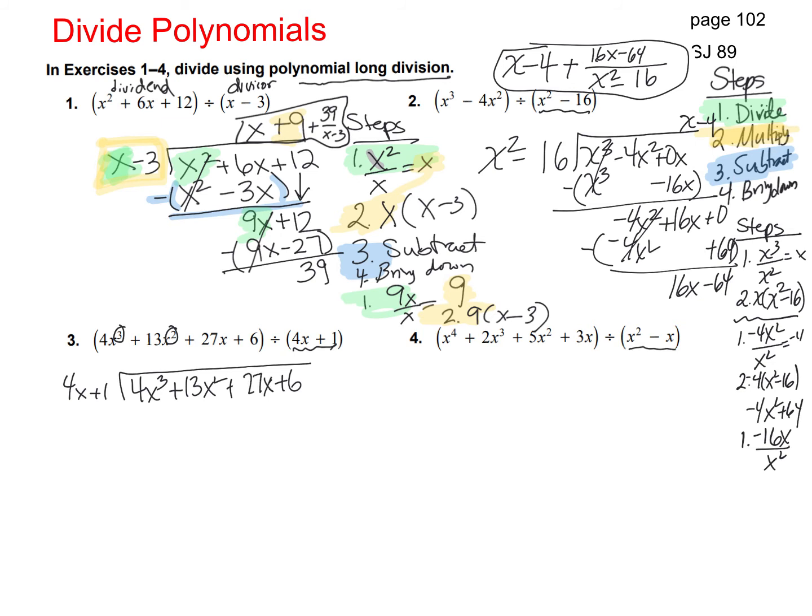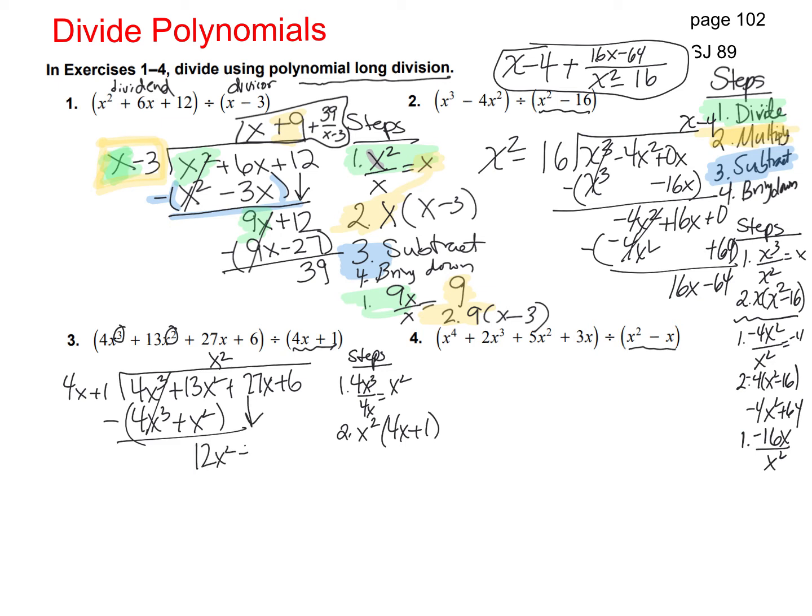Now I'm going to divide. I'll do my steps right here. I'm going to divide 4x cubed by 4x, and that gives me x squared. I'm going to multiply the answer that I just got by the divisor. And when I multiply, I get 4x cubed plus x squared. I'm going to subtract. 4x cubed minus 4x cubed cancels out. 13x squared minus x squared is 12x squared.